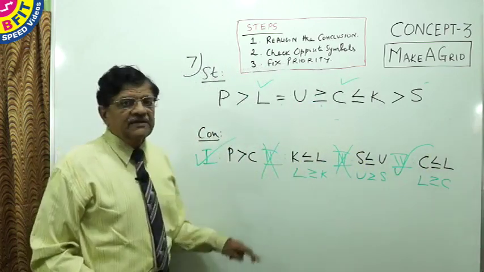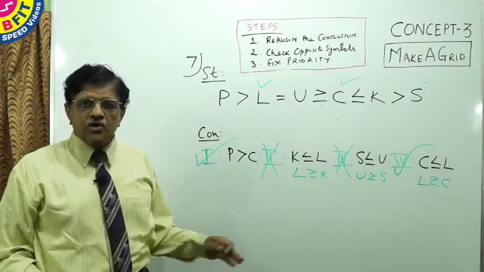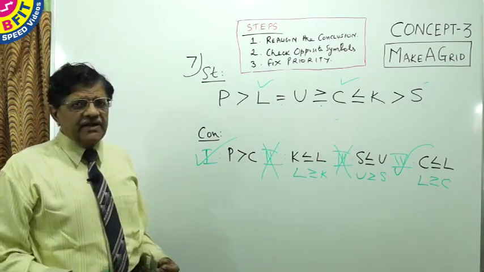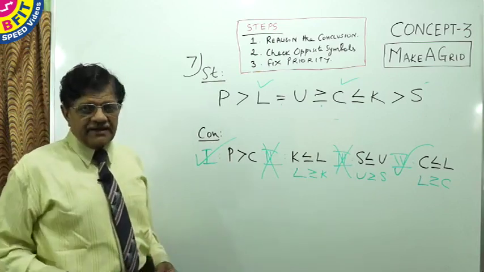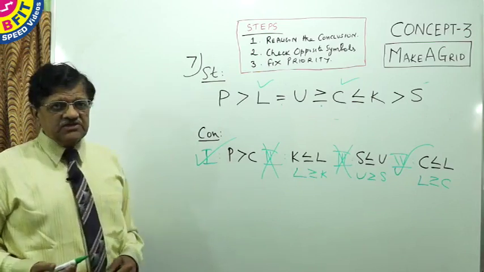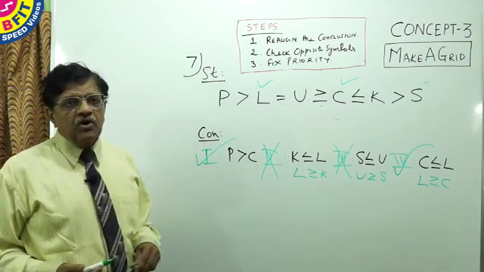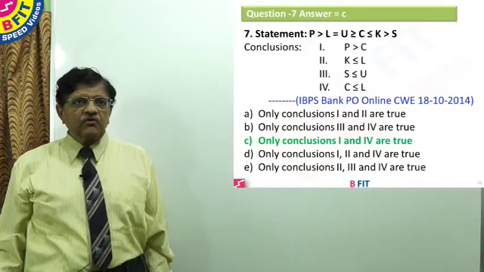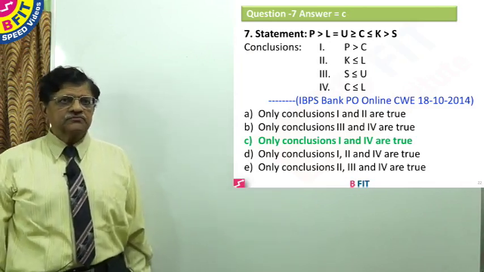So among the given conclusions, conclusion 1 and 4 are true. We have done it in a fairly simple manner very quickly. If you practice, you will be able to solve in a much faster manner than we are able to do it today. So for this question, the answer is conclusion 1 and 4 are true. Let us verify the answer slide. For question number 7, conclusions 1 and 4 are true.